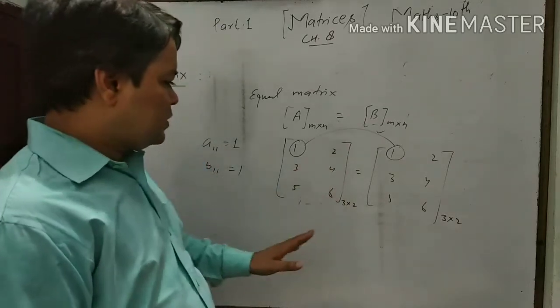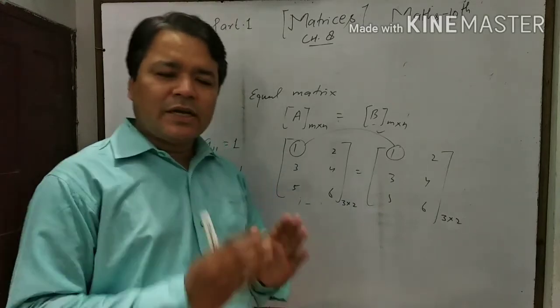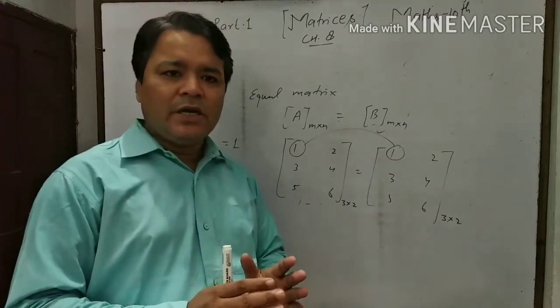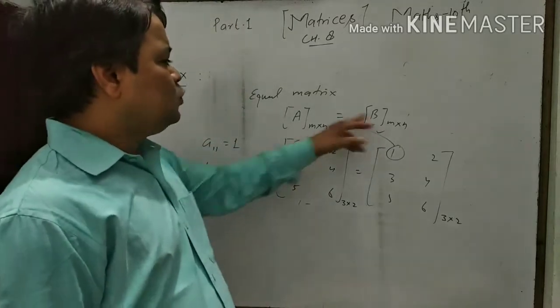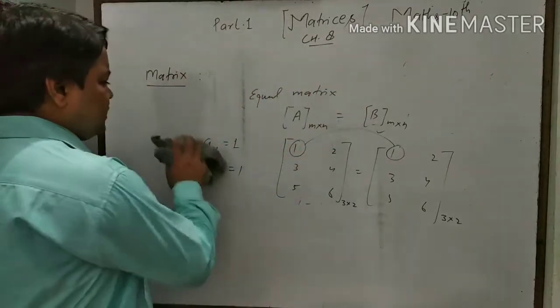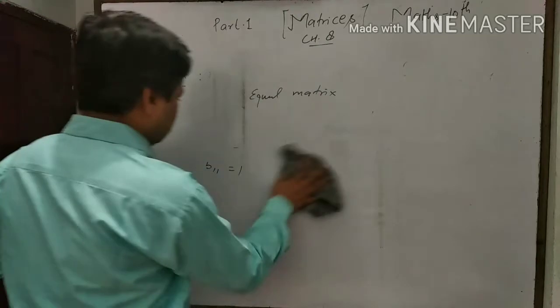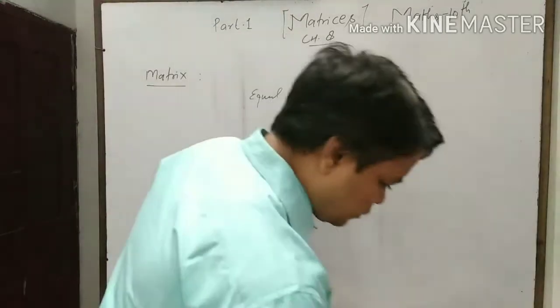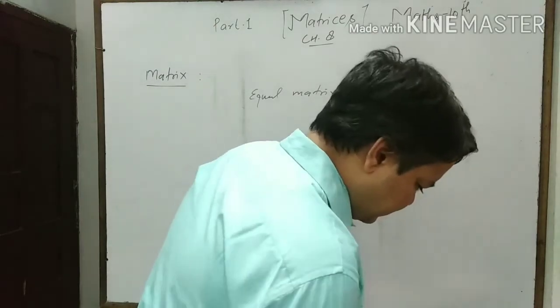Okay, what is the condition? The first condition, the order should be the same, and the second, the corresponding elements of both matrices should be equal. In that condition, we can say that two matrices are equal. In this case, some questions may be asked also. Let us see one question. After that, we will discuss some special types of matrices.